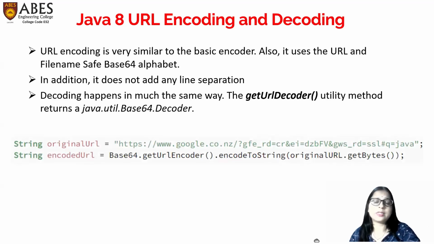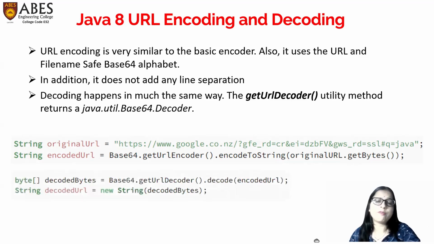This snippet of Java program shows the original URL, as shown in the first line, and that URL is encoded using getUrlEncoder. The encoded URL object basically holds the encoded value. In the same way, when you want to decode, there is a method known as getUrlDecoder that is used here. That way you can decode and extract the original message.